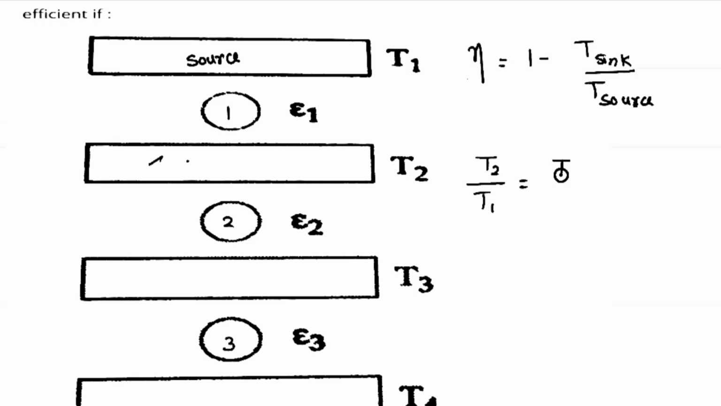It will be equal to the sink temperature of engine 2 by the source temperature of engine 2. It will be equal to the sink temperature of the third engine by its source temperature. So this is the sink for the third one, right? Finally the sink will be T4. It will be like this, so this will be the sequence.